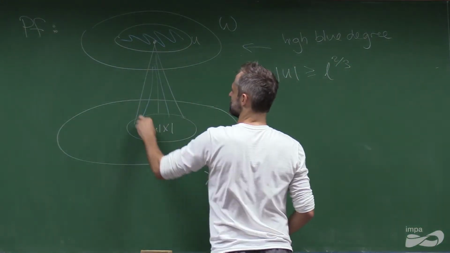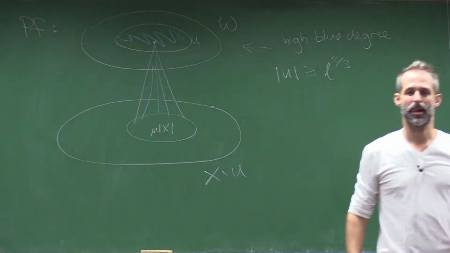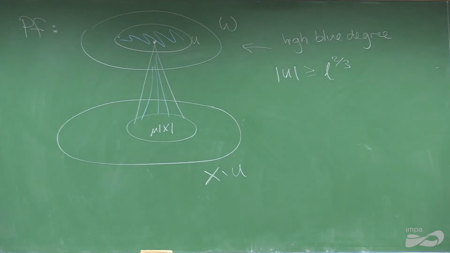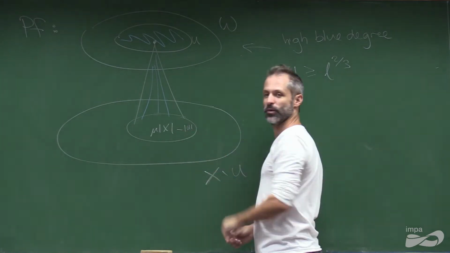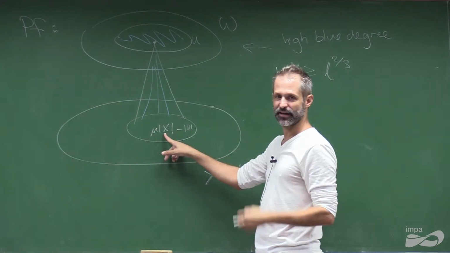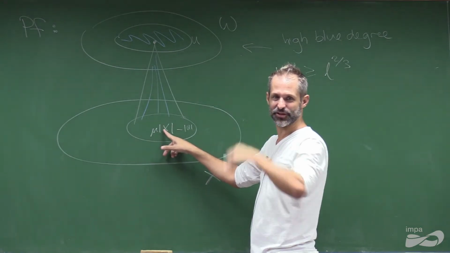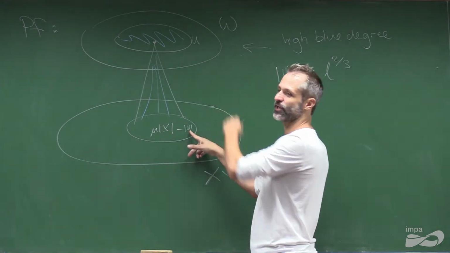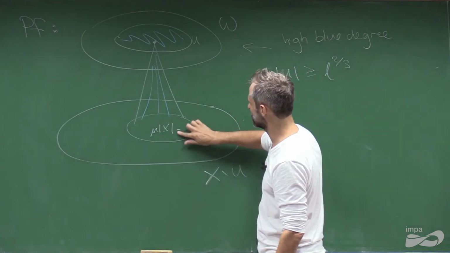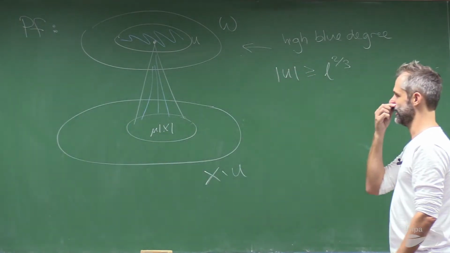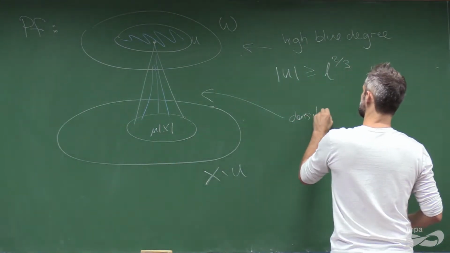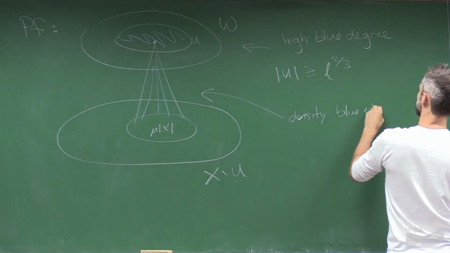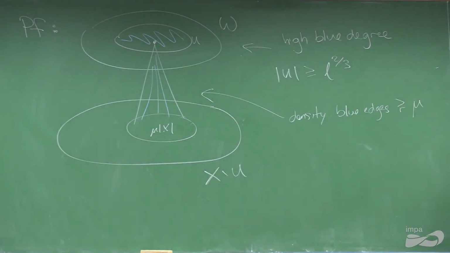So basically all of these guys are here. Maybe they have other neighbors, but very few. It's minus the size of U, but this is tiny compared to this, because this is like Ramsey(k, L^(3/4)), and this is L^(2/3). So I'm just going to ignore this. The density of blue edges here is basically mu.